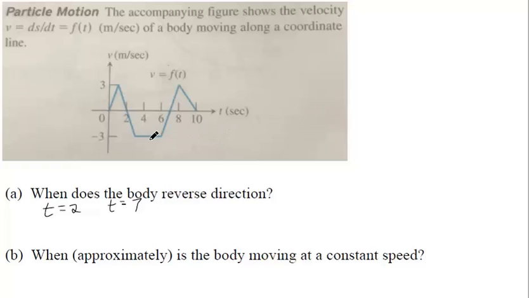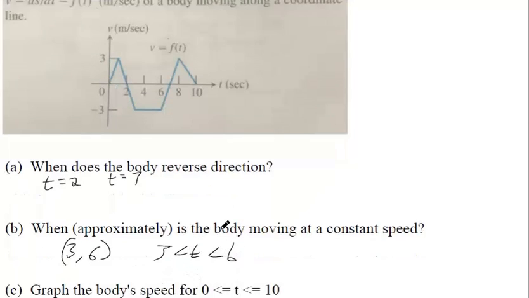When is it moving at a constant speed? It looks to be between t equals 3 and t equals 6. That's a constant negative velocity, so it's backing up at a constant rate. So that's between 3 and 6 if we use interval notation. In inequality notation, that's 3 is less than t, which is less than 6.